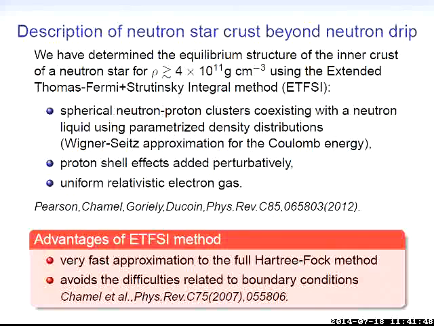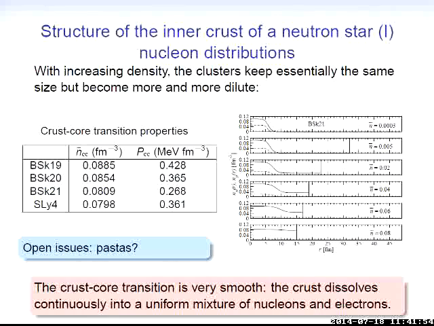So here are some results. This shows how the distributions change as one increases the density. From the neutron drip region down to the crust, this is essentially half of the lattice spacing. As density increases, one can follow the melting of the crust, where the matter then becomes homogeneous. Here are shown the crust-core transition densities and pressure for these particular models. There is still an open issue about pastas, which we have not included in our studies. Around this region, one expects very funny phases.